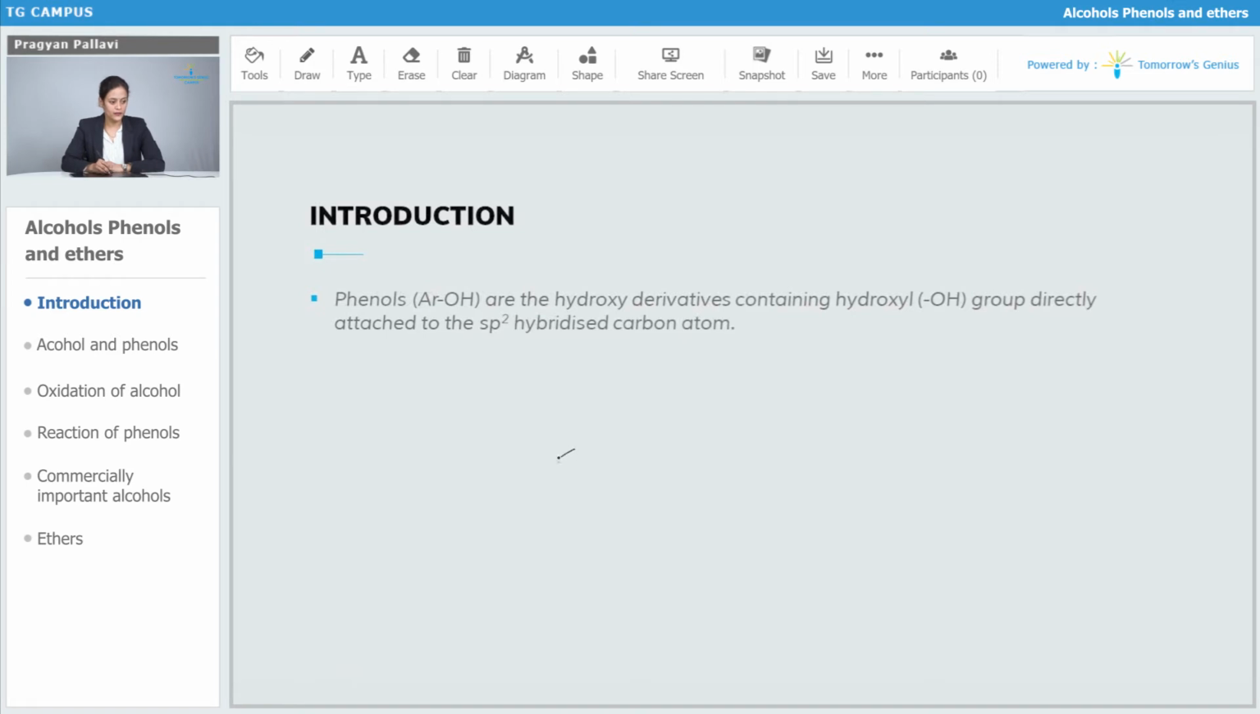So let's say this is phenol. Here this hydroxyl group is attached to the carbon which is sp2 hybridized. So this is the difference between alcohol and phenol.